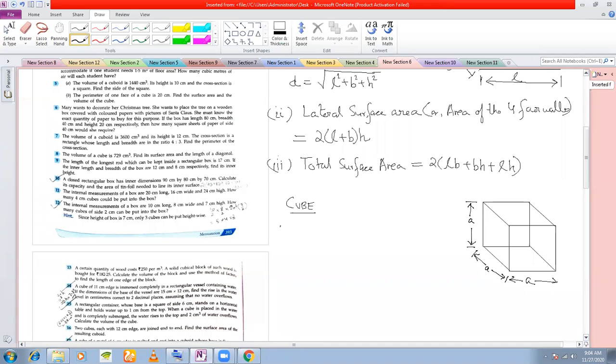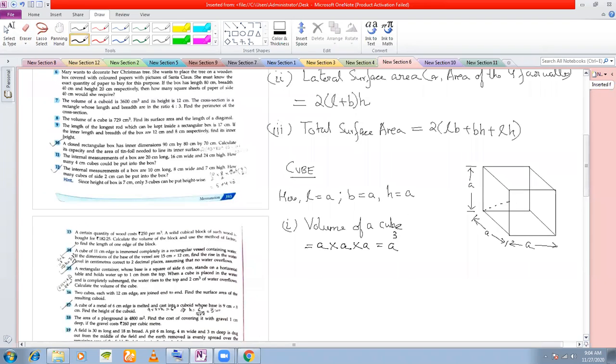So here, what is the length? Length is equal to A. What is the breadth? Breadth is also equal to A. And what is the height? Height is also equal to A. So you can get all the formulas for a cube also if you put it in the formula for cuboid. For example, volume of a cube. Volume of a cube is L into B into H. But all are equal to A. So L is also A, B is also A, H is also A. This is A cube.